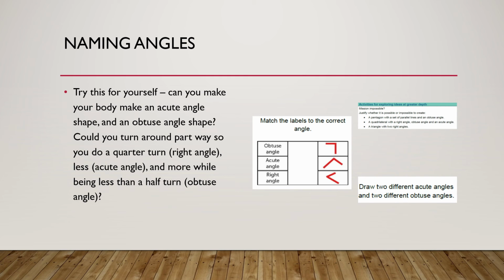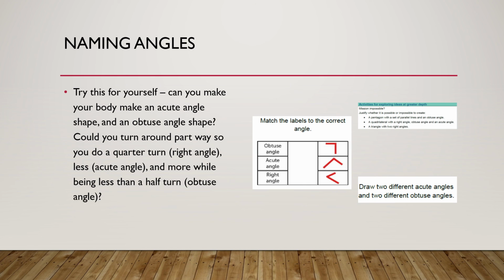Now it's going to be your turn. I want you to see if you can do this for yourself first. Can you make your body make an acute shape? You might want to do this with your arms or just your fingers. And can you make it make an obtuse angle shape? Then you stand up and try and turn yourself part way. So you do an exact quarter turn, representing a right angle. Then can you make one that's less than a quarter turn, so an acute angle, and more, but not more than half a turn, so an obtuse angle? Give that a go.